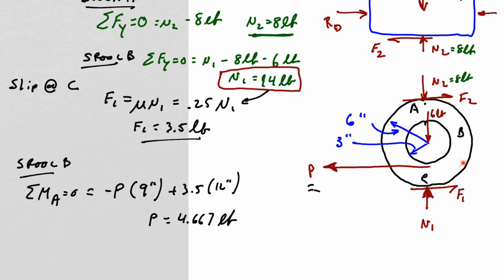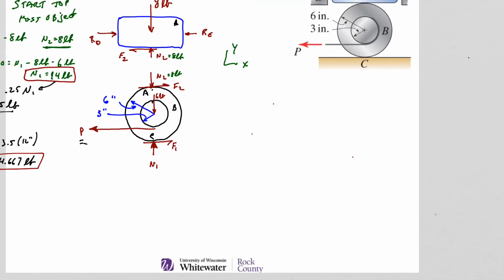F1 is going in a counterclockwise direction, so it is plus 3.5 pounds times 12. The radius is 6. So the distance for that moment arm is 12, and we see when we do that that our P is equal to 4.667 pounds. So again, that was assuming slip at C. Now let's assume slip at A.